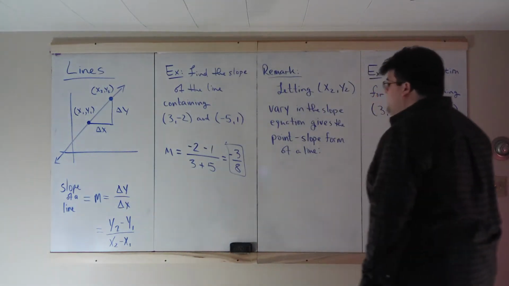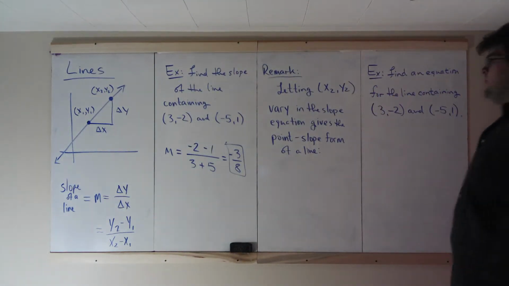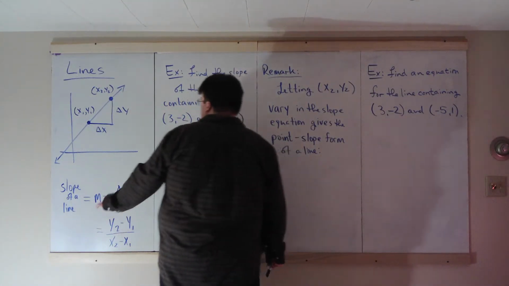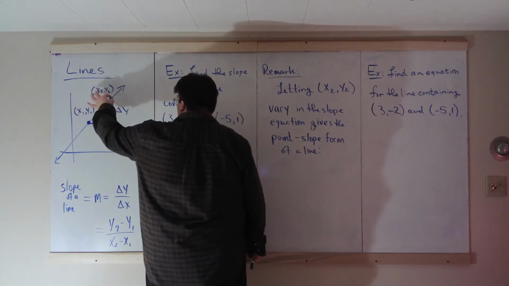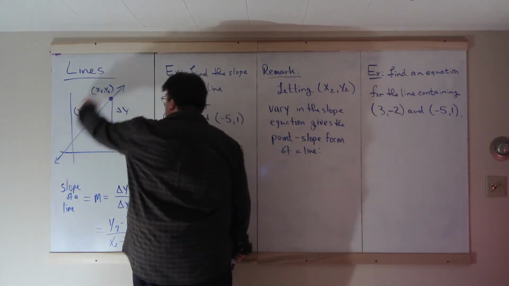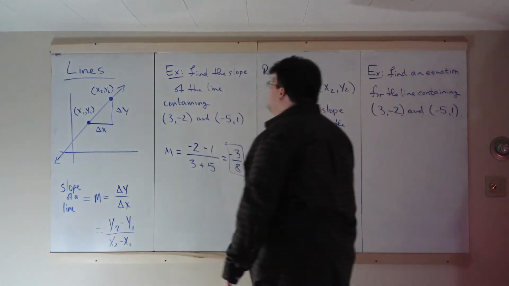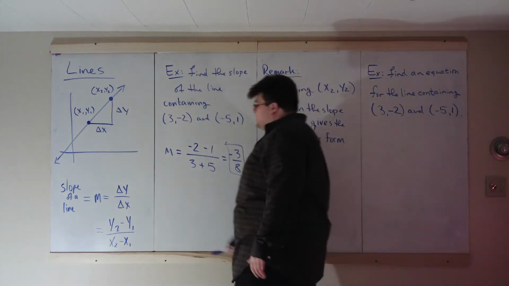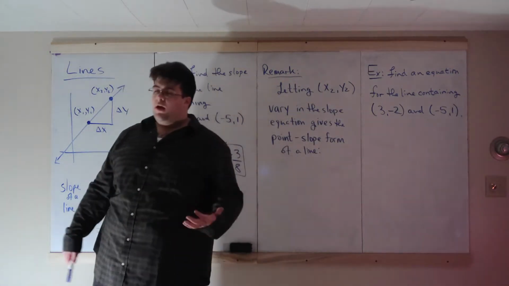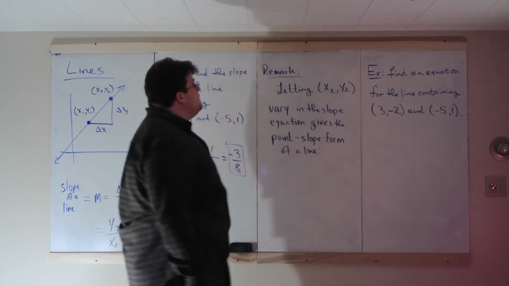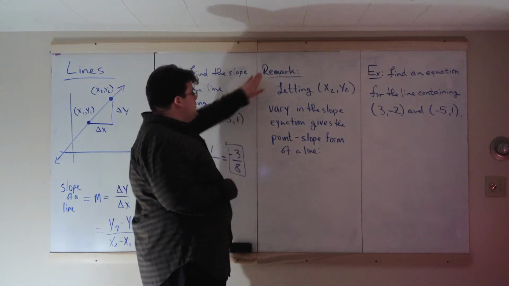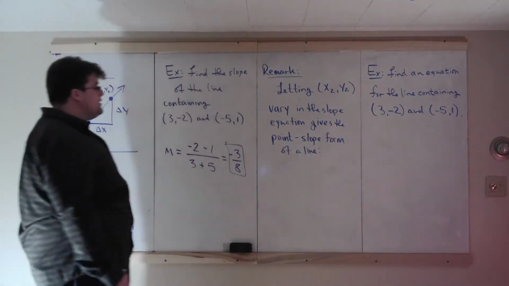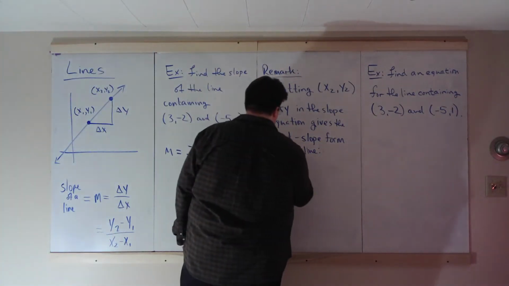Now, the slope of a line, remember, is going to be constant for any 2 points we choose on the line. So if instead of choosing a fixed point x2, y2, we let this point vary throughout the line, meaning let it be variable instead of a fixed point, we could use this slope equation to find a formula for a line, an equation for a line. So, as a remark, letting x2, y2 vary in the slope equation gives the point slope form of a line.